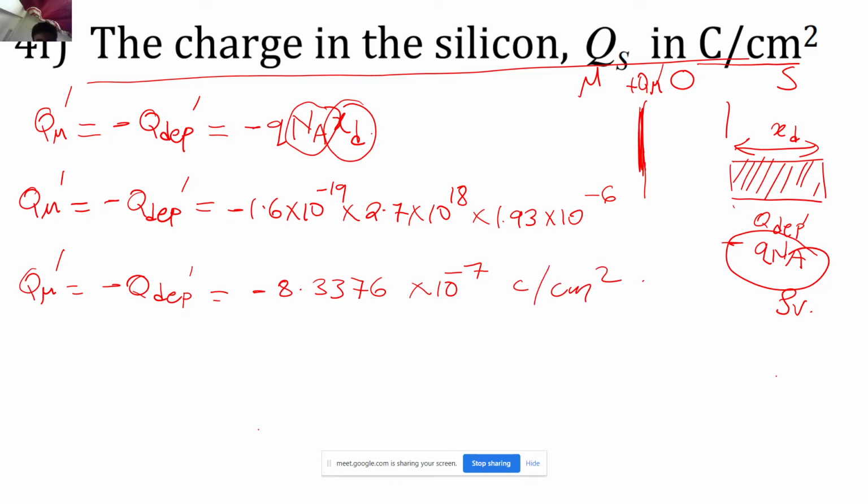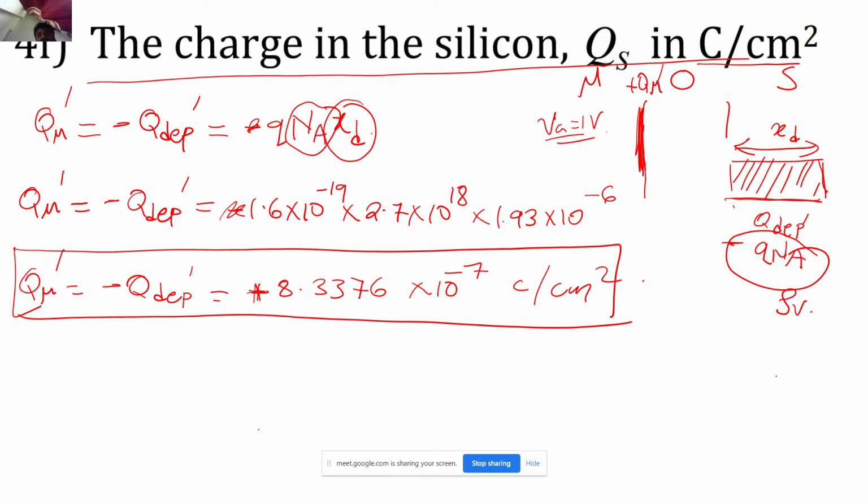Let me think about it. It should not have come negative. The Qm' cannot be negative, right? So let me do one thing. This should be positive over here. Why can this not be negative? Because Qm' cannot be negative, right? I am applying a positive Vg, which is equal to 1 volt, right? So the Qm' value must be positive. And the Q depletion value should be negative because this positive Qm' should be balanced by the negative charge density that is present near the surface, right? So this is what we are getting.